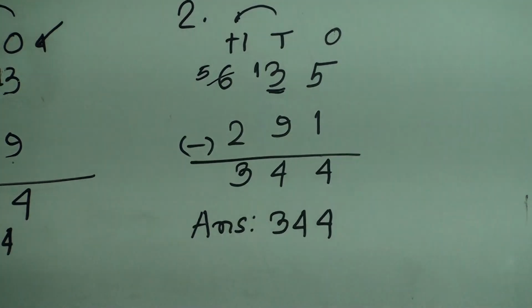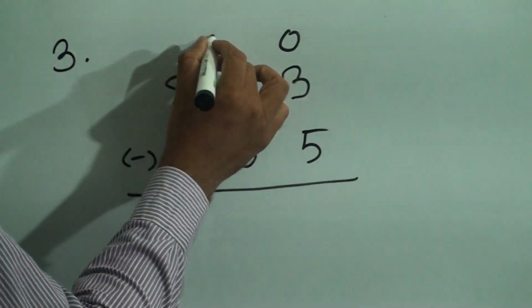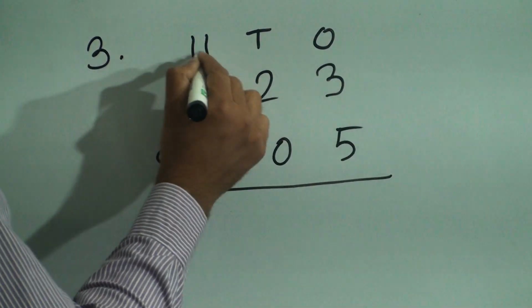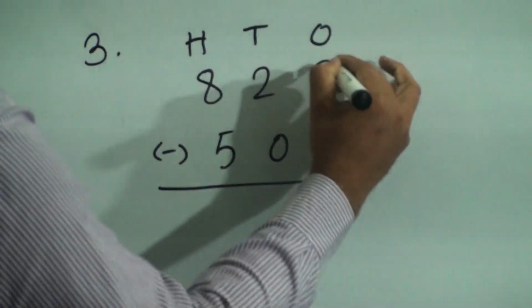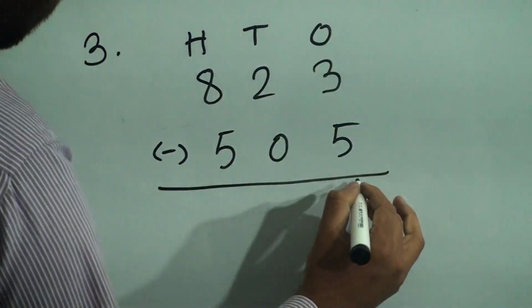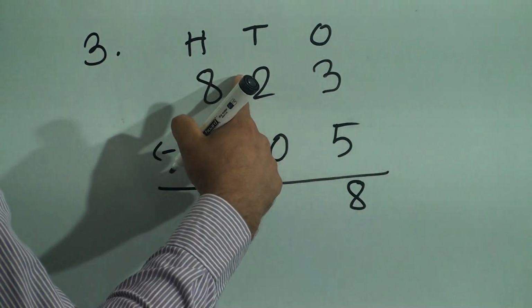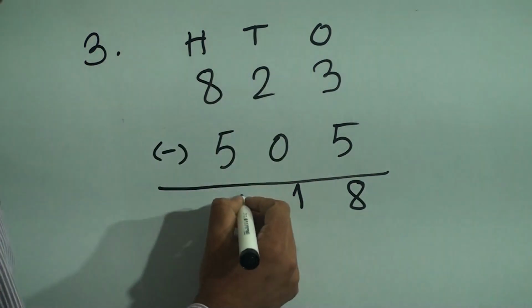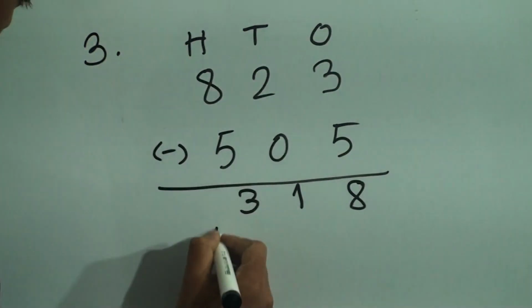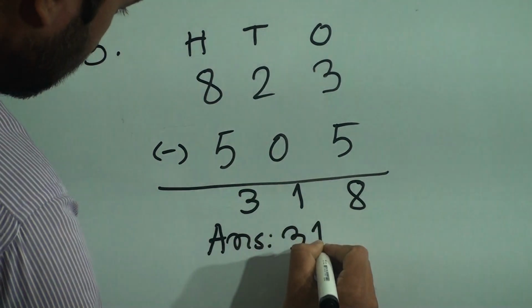Question number 3. Here it will be the minus sign. It is the ones place, it is the tens place, and it is the hundreds place. Now 5 from 3. 3 means it will be 13. 5 from 13 it will be 8. And there is carry 1. 1 from 2 it will be 1. 5 from 8 it will be 3. So the answer is 318.